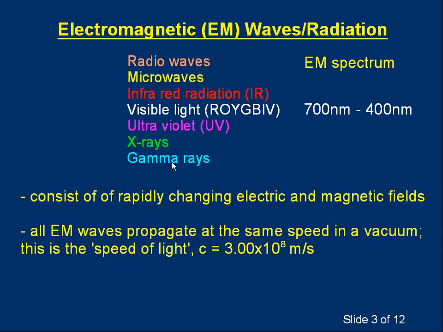So gamma rays travel at the speed of light. And the symbol we use for this is a small letter c, and the speed of light is about 3 × 10⁸ meters per second. Actually slightly less, but that's usually accurate enough for most purposes. It's a universal constant of nature, the speed of light.